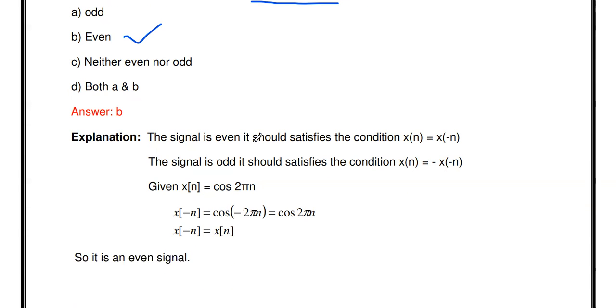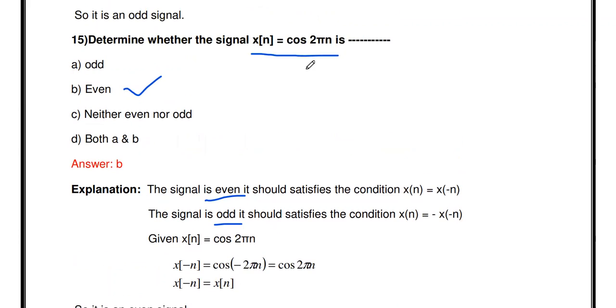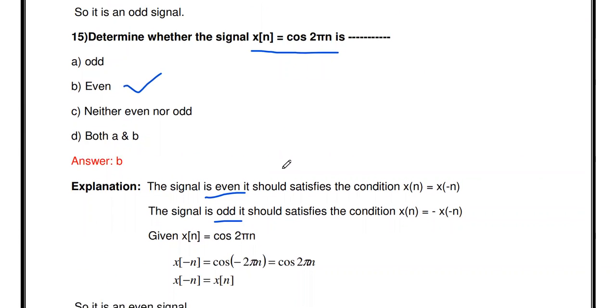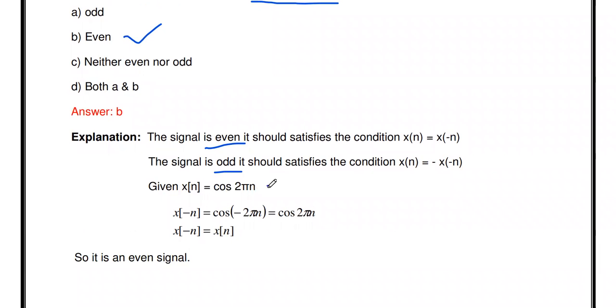So we can prove it. You know the condition to verify whether it is even or odd. What is the condition to check whether the signal is even? x of n equals x of minus n. What is the condition to check whether the signal is odd? x of n equals minus x of minus n. So using these conditions, we can verify any problem. Here, what is the given x of n? Cos 2 pi n. From that, you just find x of minus n.